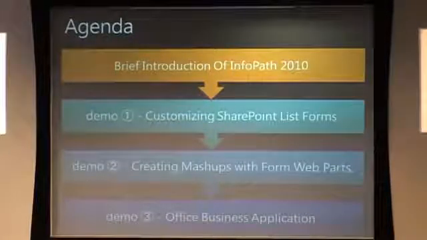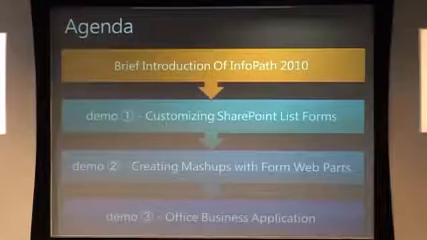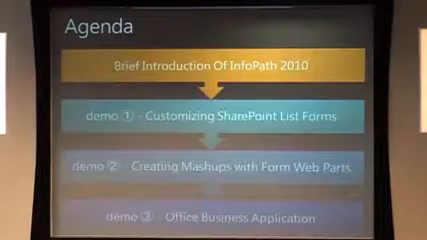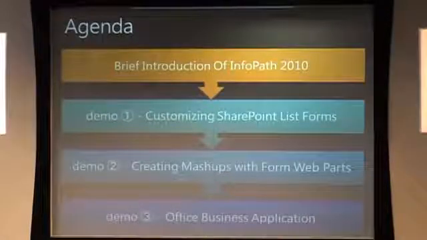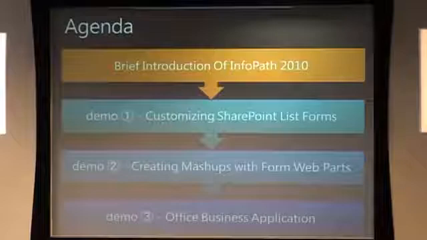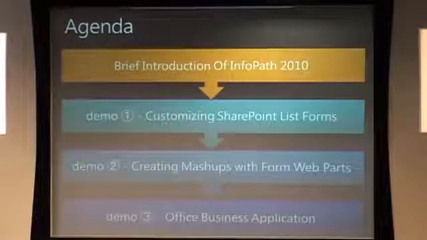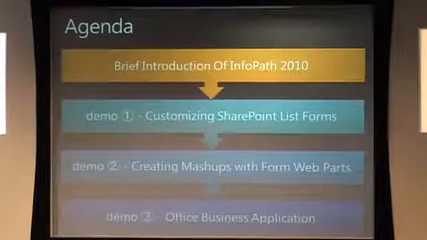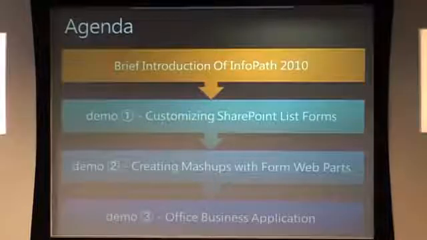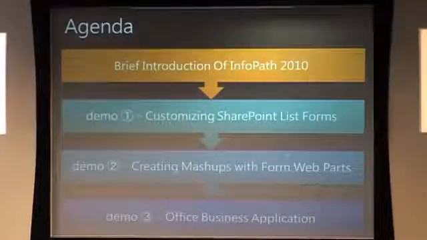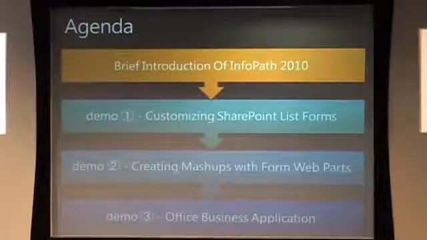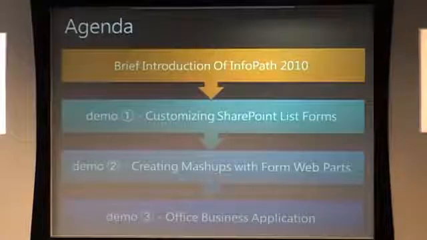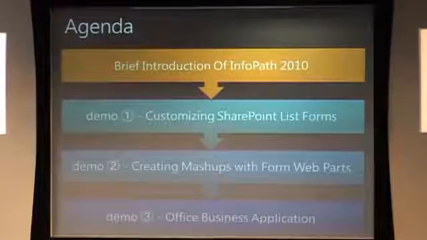After our introduction, we're going to talk about how we can use InfoPath within SharePoint to customize SharePoint list forms. That gives us plenty of power within SharePoint and takes away some of the effort that developers had to provide within a SharePoint environment, allowing power users and information workers to easily create solutions, add validation, and so on to those lists. We're then going to take a look at the InfoPath form web part and create a mashup of web parts on a page.